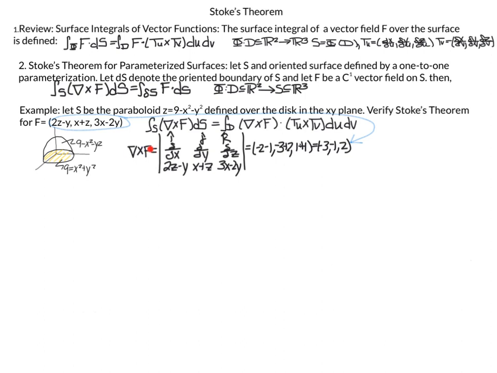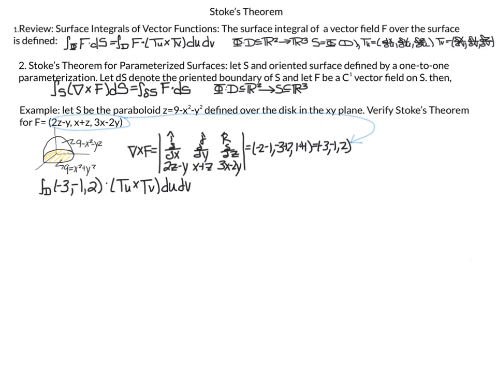But to remind you, the cross product is just the determinant, so we write the i, j, and k of the del operator, which is d/dx, d/dy, and d/dz, and the last line is just our vector field, so it's 2z minus y, x plus z, and 3x minus 2y. I do the cross product and I end up with -3, -1, 2. Looking at my formula, I have my cross product here, and I need to dot it with Tu cross Tv.